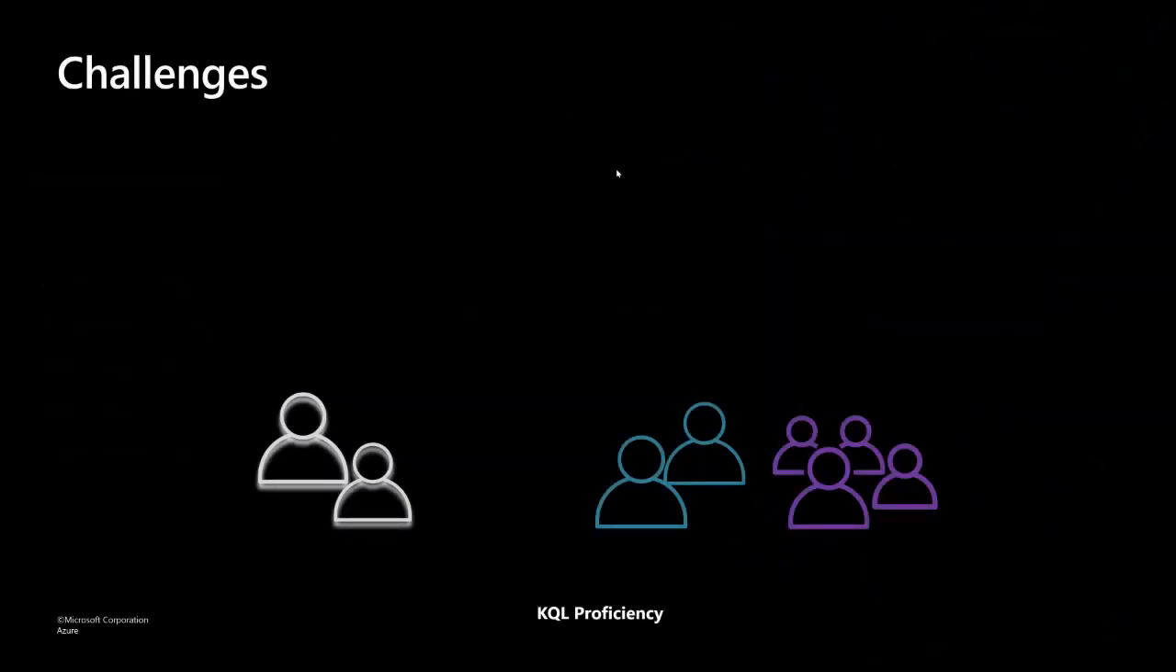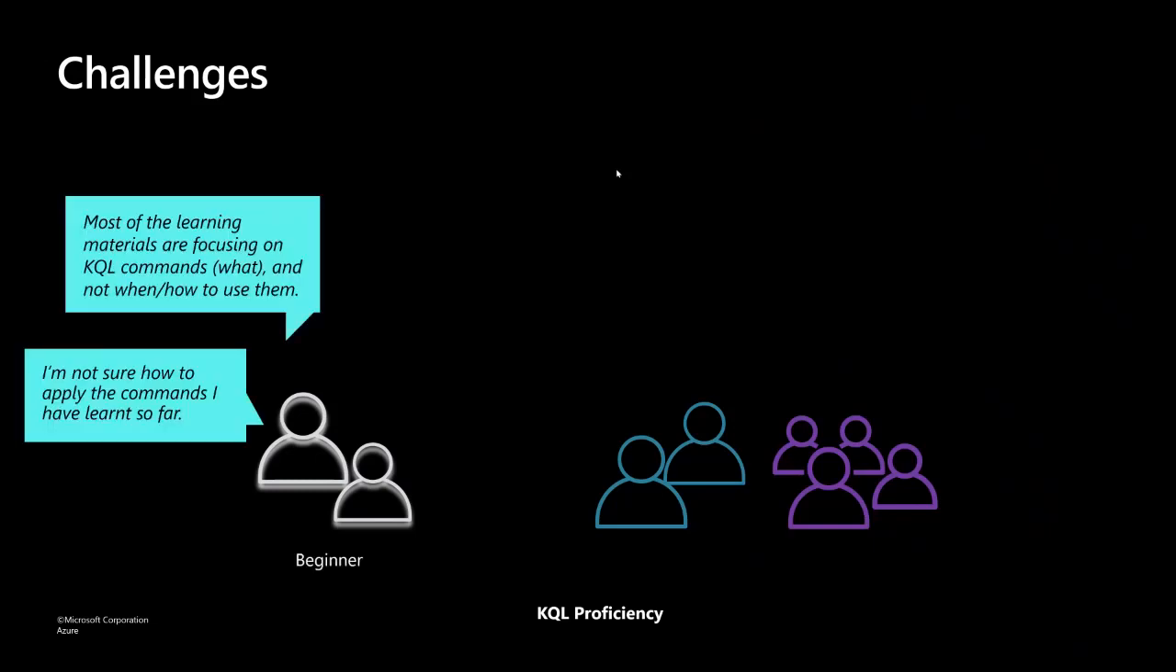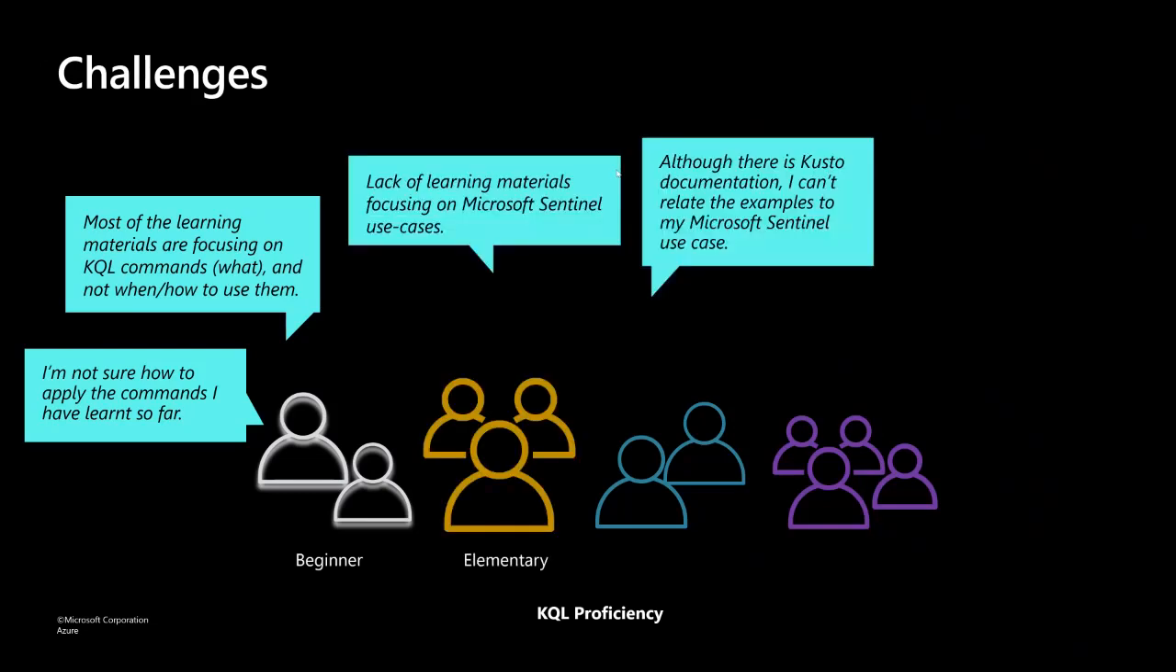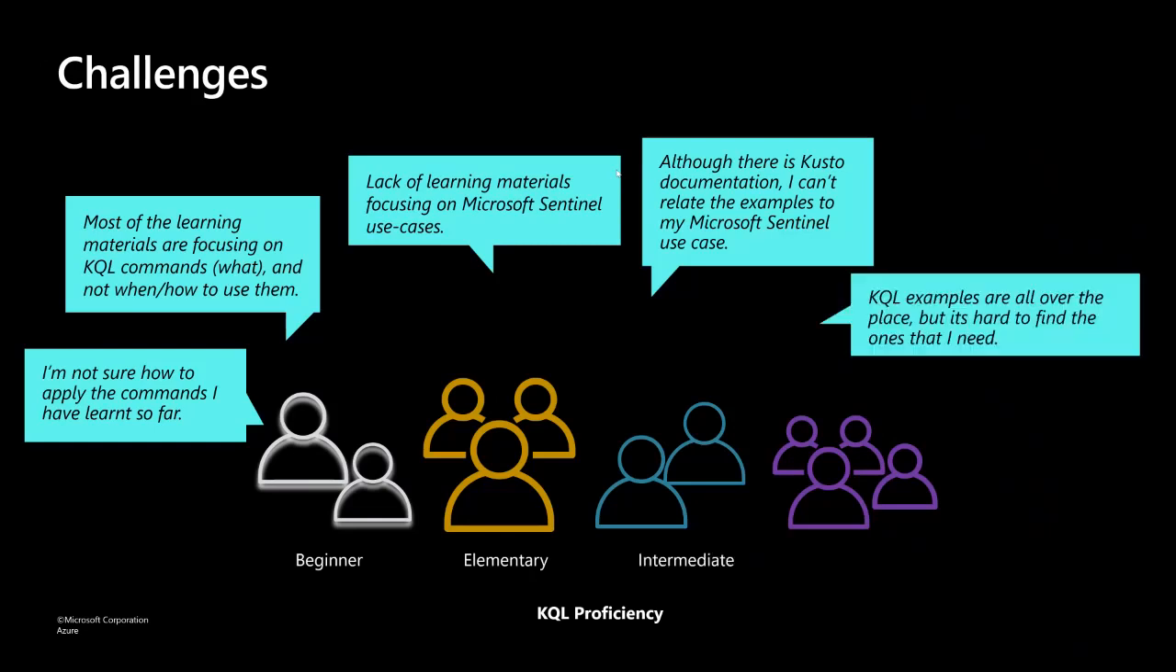From a proficiency level standpoint, the feedback we typically get from folks that consider themselves to be at the beginner level are things like they have learned some commands but are not sure how to apply them, or the materials are focused on the commands themselves but not on how to use them. From folks in the elementary category, what we are hearing is that the resources are there, but they are not directly focused on Microsoft Sentinel use cases. When it comes to people who consider themselves to be in the intermediate category, the feedback is that KQL examples are available, but difficult to locate the ones they need for security use cases.